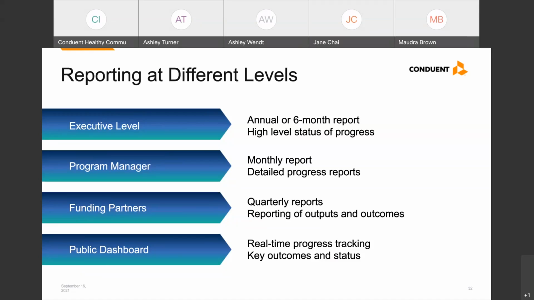And finally, many of our clients have expressed the need to have a publicly facing dashboard that allows community members and partners to track and see real-time progress for key outcomes.